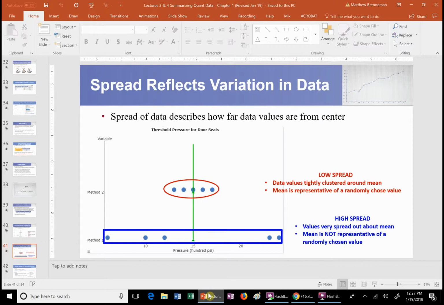Okay. Here I may not really interpret the mean as what I expect to see in a single draw because there's a lot of spread. Okay. I can very easily get a data value way out here. Here I can't get data values very far away.